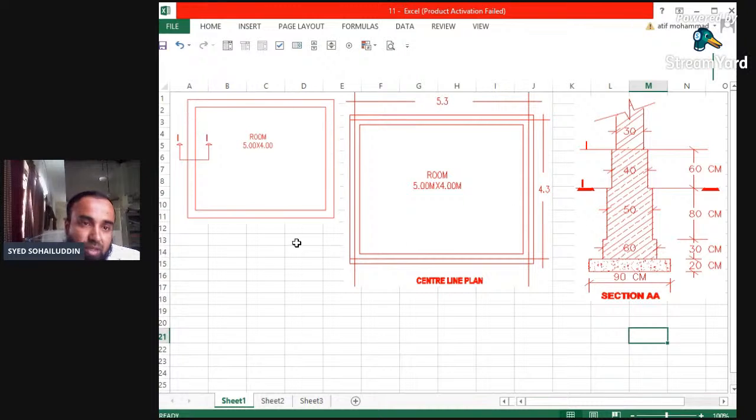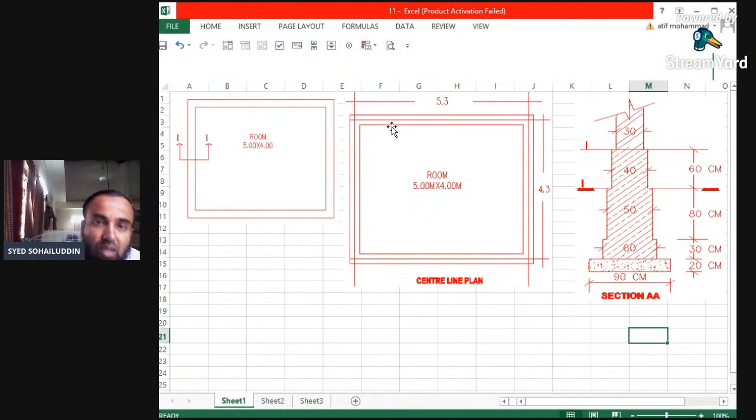Okay, along these lines. First, this drawing will be given in the question, and this section will be given. We have to draw the center line plan depending upon the drawings. So what is a center line plan? How to draw a center line plan?